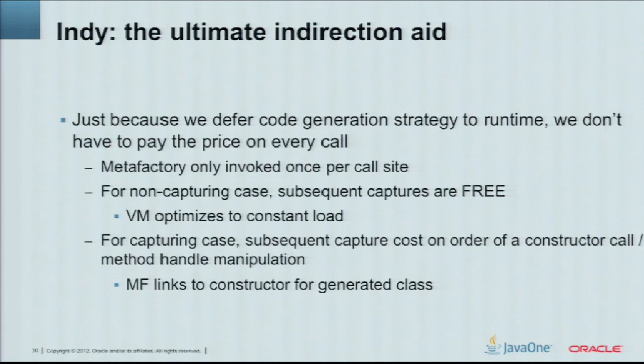Once we pay that cost, subsequent captures are free. In the non-capturing case, it gets optimized down to a constant load. And in the capturing case, the subsequent cost is invoking the constructor of this synthetic class, which is no different from what we would have done before with inner classes. So the worst case is exactly as bad as the previous worst case. The best case, much better than the previous worst case. So that's winning. So invokedynamic gave us this opportunity to have an extra level of indirection between our code and our code generation strategy without paying a cost for it, except for that one-time startup cost.